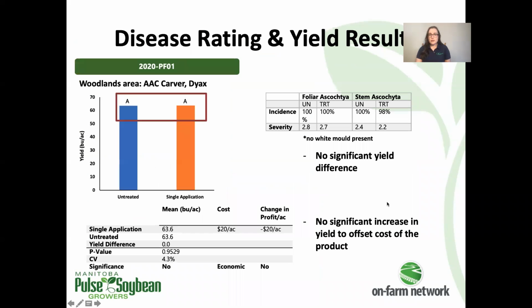Okay, so launching into the results, this first trial here, from the Woodlands area, was comparing a single application of Dyax to untreated peas. So you can see in our disease ratings, foliar and stem Ascochyta were quite prevalent throughout the trial at relatively low levels, right? If we're working on a scale from 1 to 7, somewhere in the neighborhood between 2 and 3 would be quite low, but definitely still there. There was no white mold at this trial, and as you can see, there was no significant yield difference between sprayed and unsprayed peas, which means that that investment in our product didn't pay off, and it represents a profit loss.